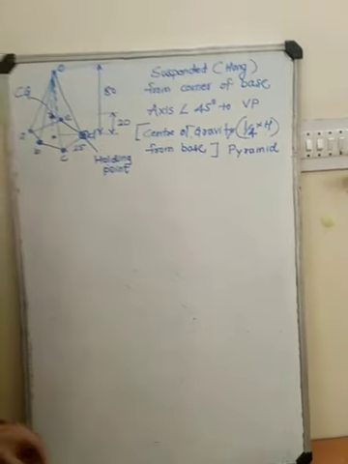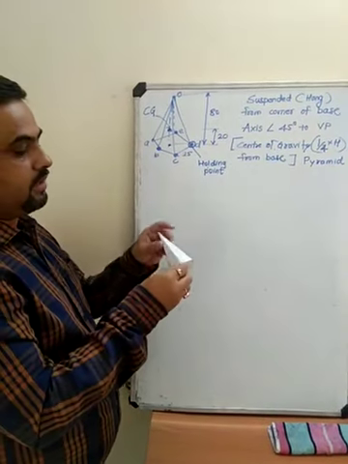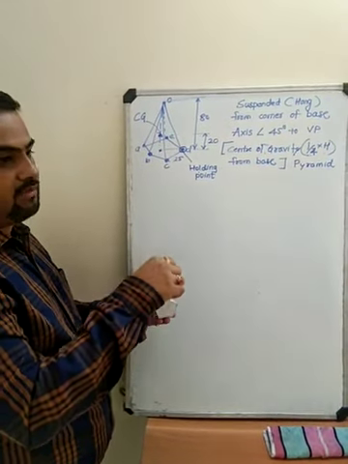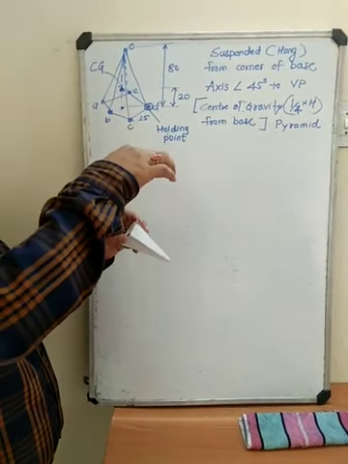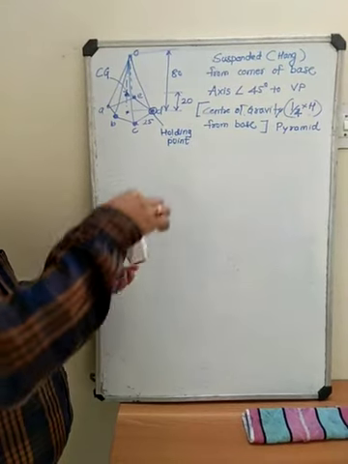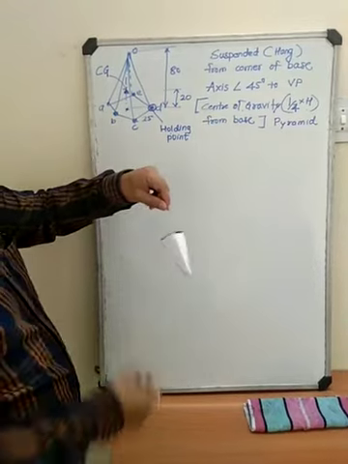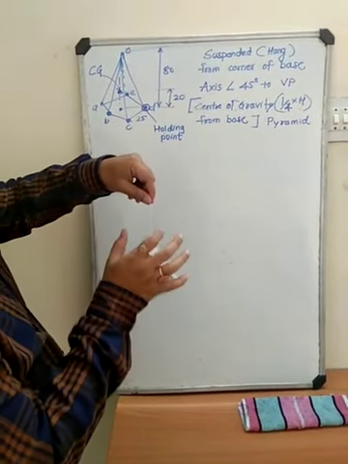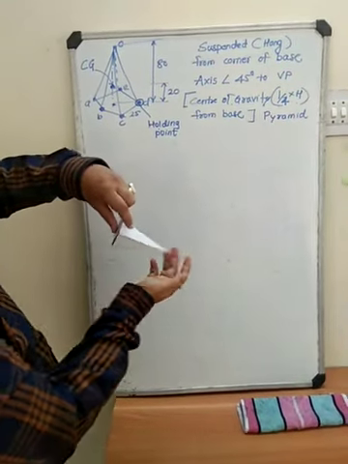Let us see, I have one model over here. This is a pentagonal pyramid, and you will have to hang it. Hang means suspend, like that. You can hang this solid from this point, this point, or this point. If you hang the solid by this point, it will be like that. In this case, the axis is parallel to VP.